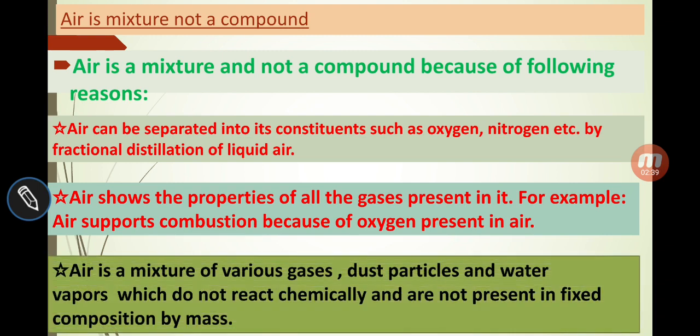Air is a mixture of various gases, dust particles and water vapor, which do not react chemically and are not present in a fixed composition by mass. Yes, my dear students, they are not present in a fixed composition by mass because they are a mixture. In a compound, all elements are present in their fixed proportion, but in the case of a mixture, they can be present in any amount.